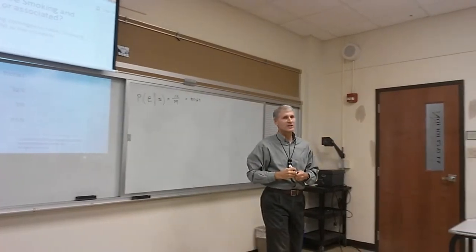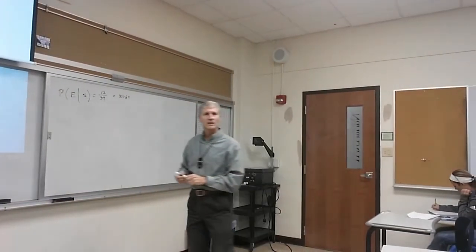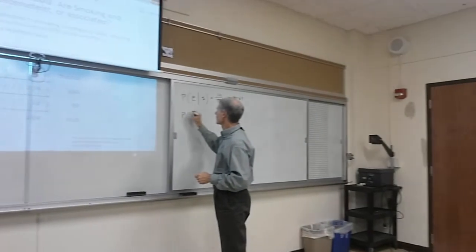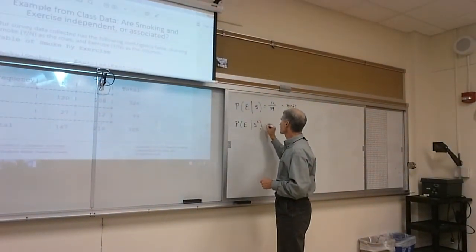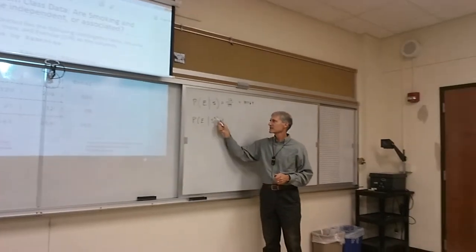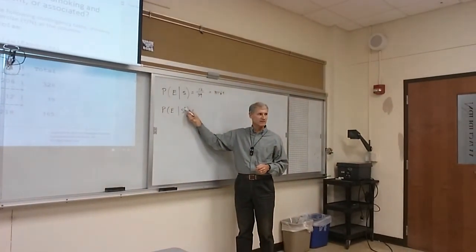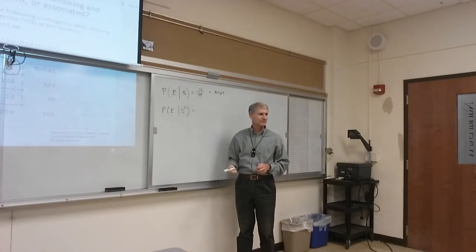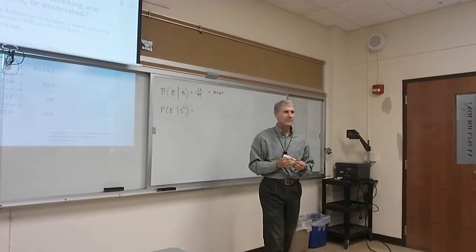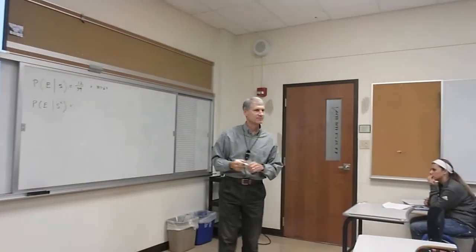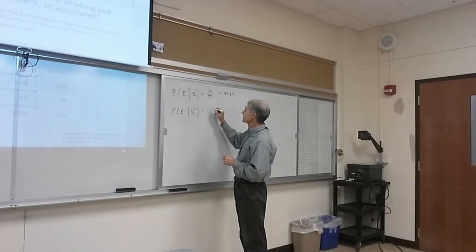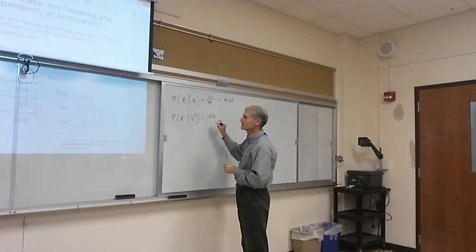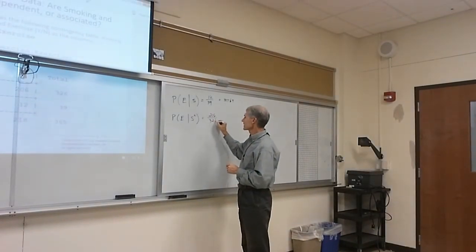Now, do the same thing for non-smokers. What's the probability or the proportion of exercisers given they're a non-smoker? And remember the S with the C up there means complement, so not smoker, non-smokers. Now what two numbers do you divide? 206 over 326. Everybody understanding that?